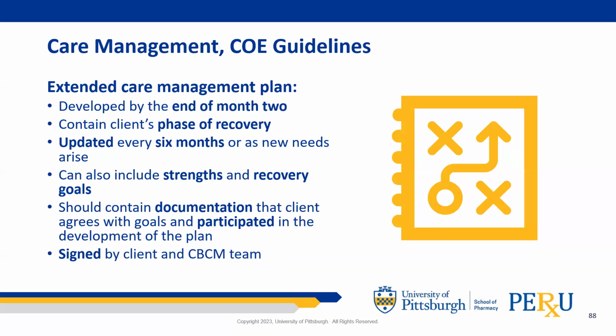The care management section also expands on the extended care management plan, which should be initially developed by the end of month 2 and updated every 6 months or sooner if there is a new need identified. Care plans should contain the client's phase of recovery, which will be outlined later in this tutorial. The phase can be designated by the COE based on assessment and clinical expertise.